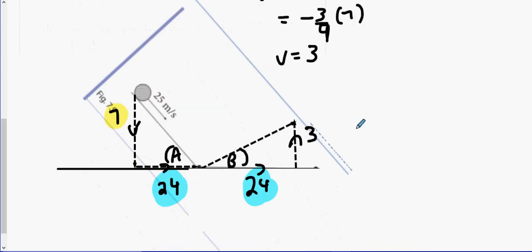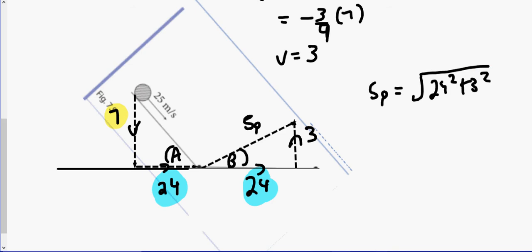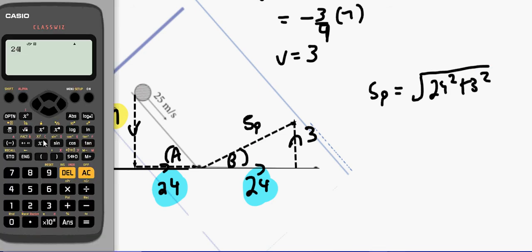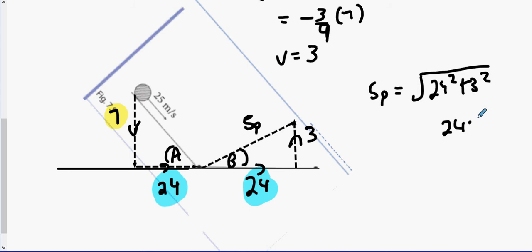Its speed is the hypotenuse of this triangle, which we'll call s subscript p. s subscript p is going to be the square root of 24 squared plus 3 squared. 24 squared plus 9. Square root it. 3 root 65 or 24.19. I like 3 root 65 meters per second. Alrighty.